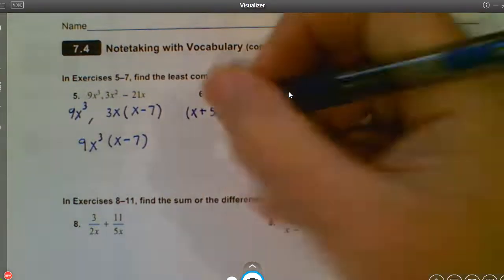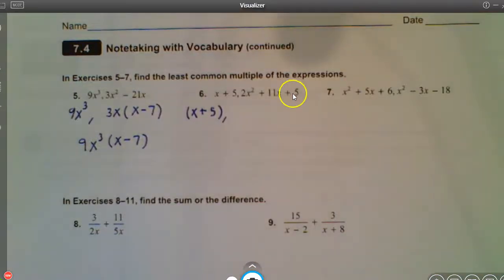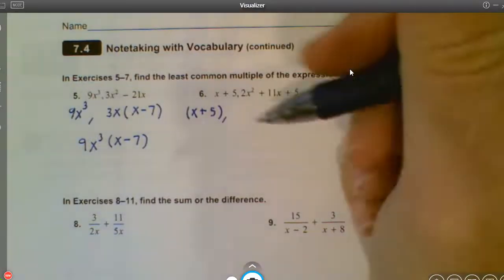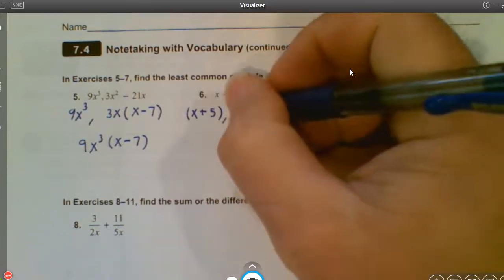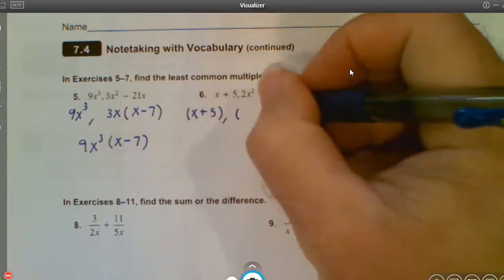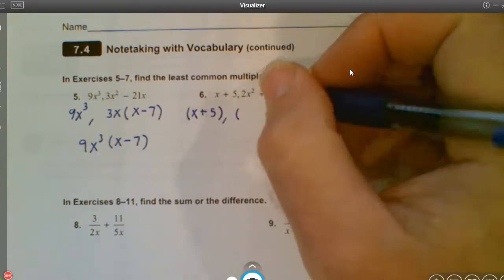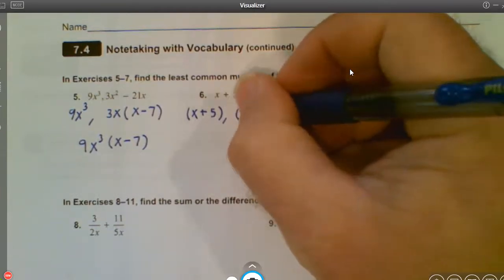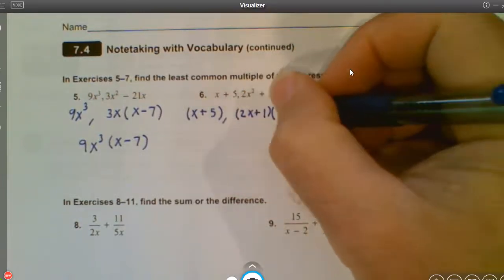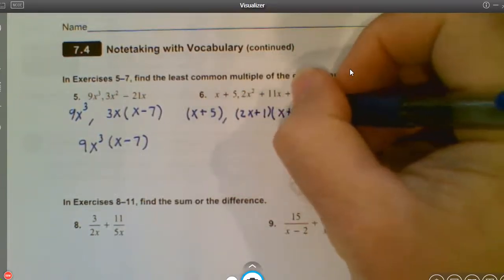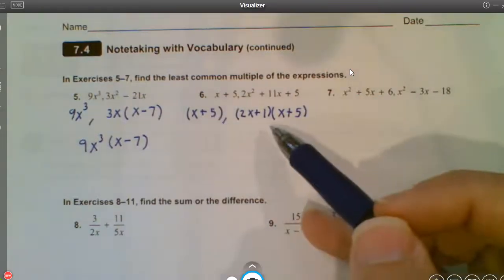So there's my first term. This, if you were to factor it properly, and you can go back to Monday's video if you don't remember how to factor these, if you were to factor that successfully, here's what it would look like. Your factors would come out to be 2x plus 1 as well as x plus 5. Okay, so here's my first term, here's my second term.